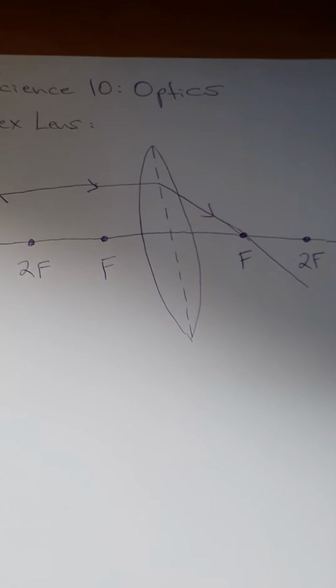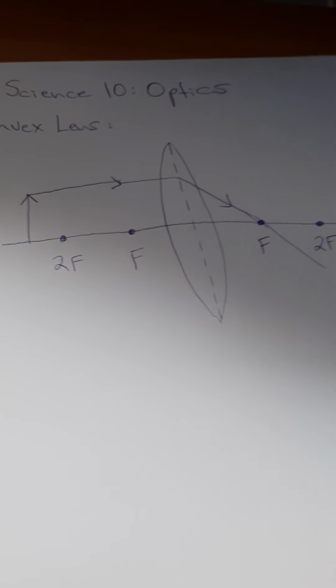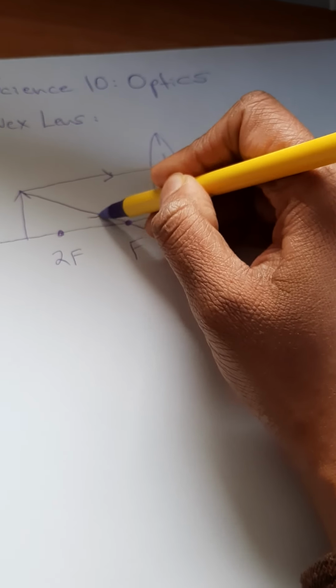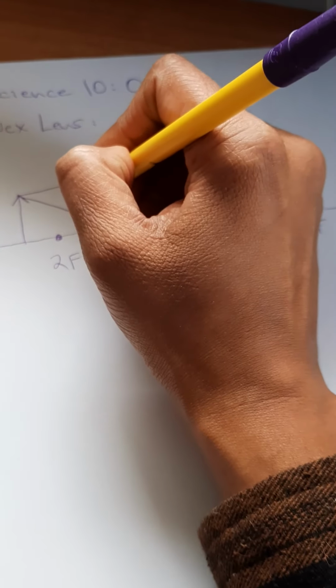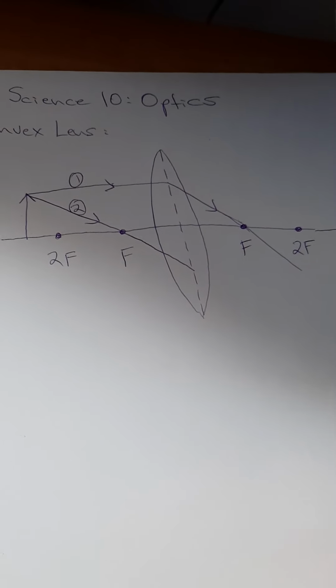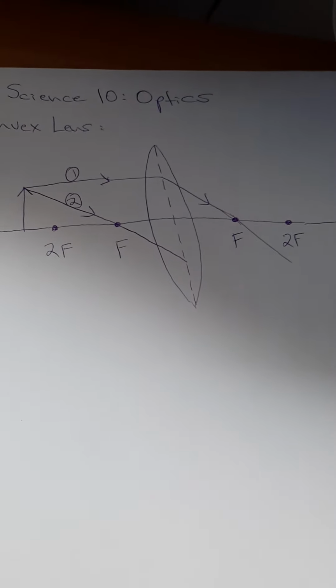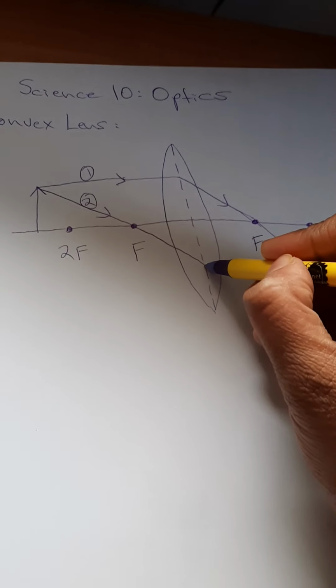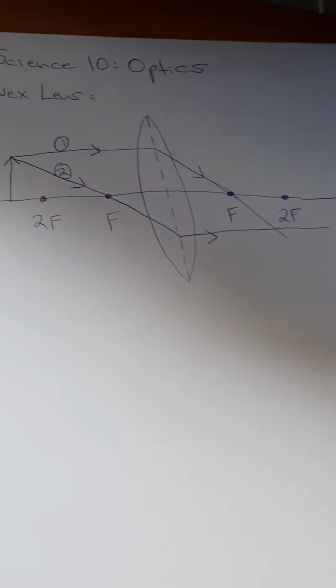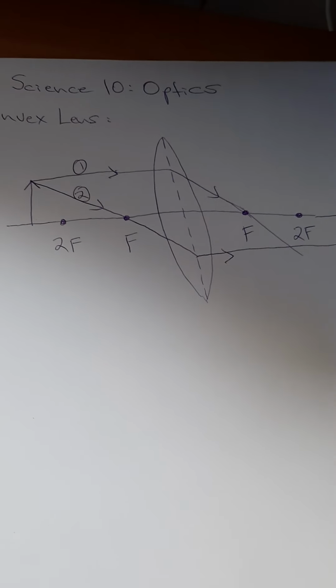The next ray we're going to draw is going to be through the focus. So it's going to go like this. Let's put a 1 here, and this is the second ray. That's why it has to hit the center of the lens, as you can see. And when it hits the lens, it's now going to go parallel to the principal axis. So it looks something like this.